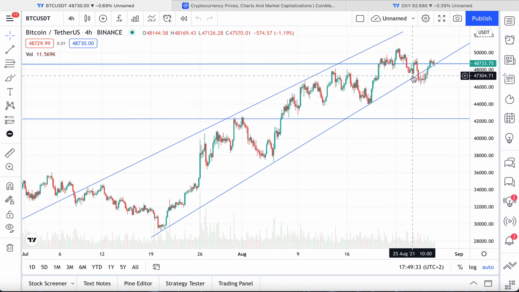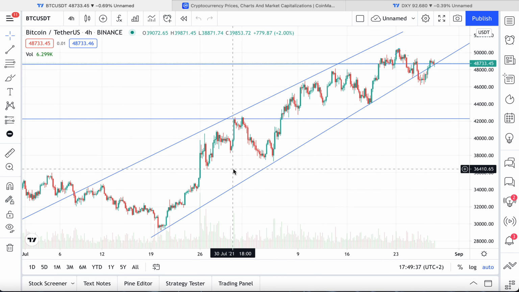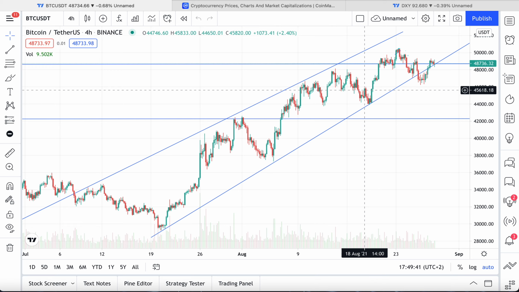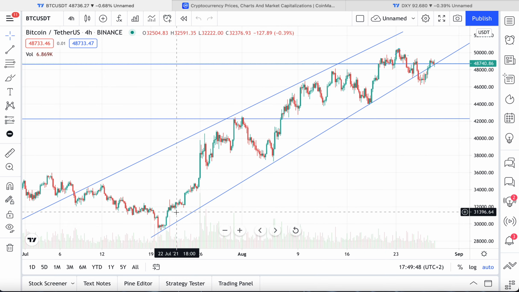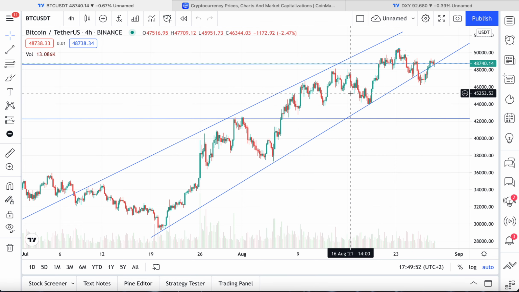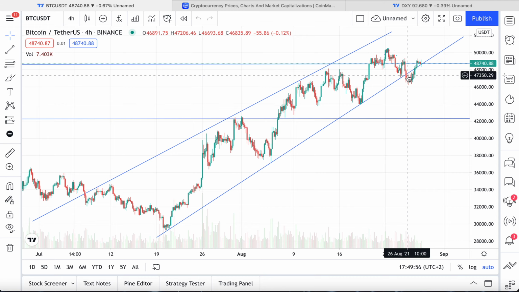Based on my experience, guys, channels tend to be broken on the 4th time they are hit. This is not something I want to guarantee, but I've been seeing this chart for the past years, and the 4th time they hit either down or up, they tend to break. So actually the 4th time, as you can see here too.